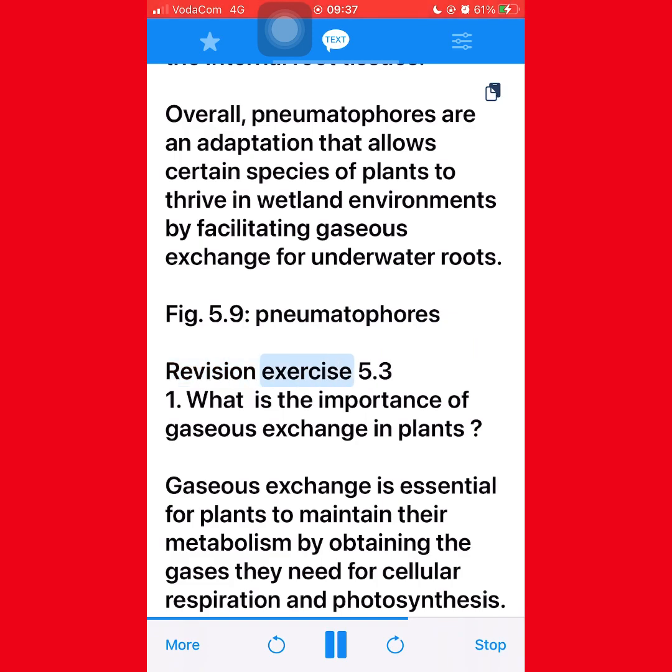Fig. 5.9. Pneumatophores. Revision exercise 5.3. 1. What is the importance of gaseous exchange in plants?